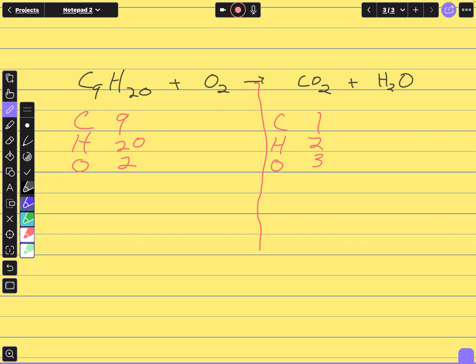Now when I start to balance this, I'm going to balance whatever's easier to start with. I can start with my carbons. I got 9 on the left, I need 9 on the right. I have to put a 9 right here. So that would give me 9 carbons, but it's going to change my oxygens. Now I got 9 times 2, 18, but then I got 1 more with the H2O. So 18 plus 1 would give me 19 oxygens.